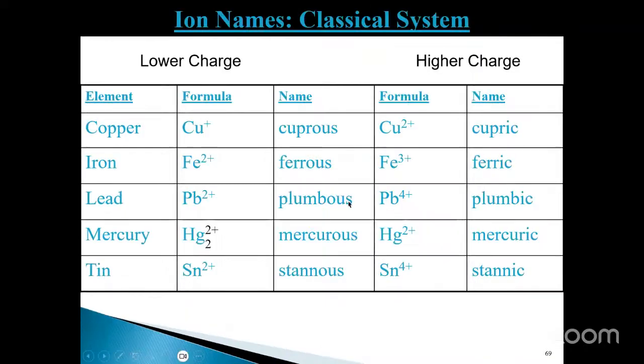So this is basically a list of the common classical ions and their names. All right, but to be perfectly honest, the stock system is more often used than the classical system. And that makes sense because the stock system is more useful in terms of actually predicting the charge on the ion.